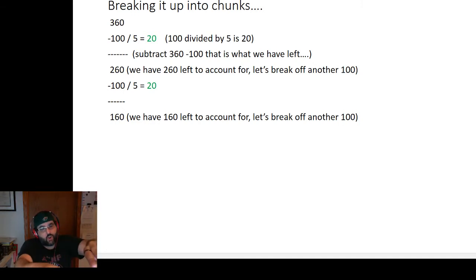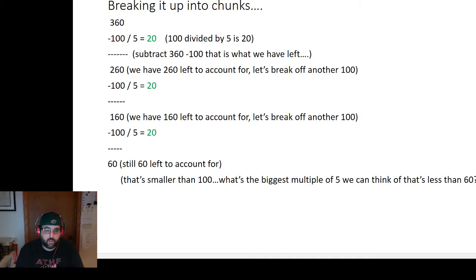We're going to subtract that from our total. We had 260, we subtract another 100, and now we're left with 160. Same principle applies. Let's take off another chunk of 100. On our next line, we take off another chunk of 100. I know that 100 divided by 5 is 20, so I can put that on my line there.